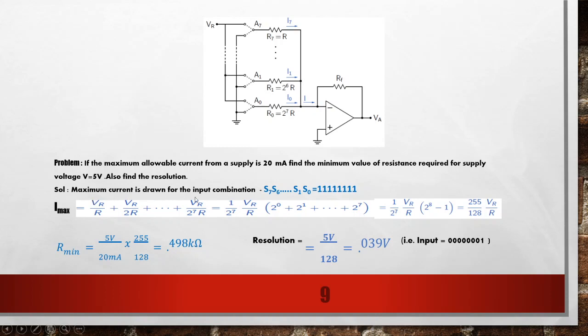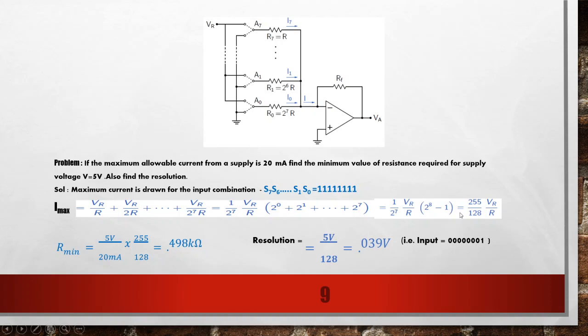Now the maximum current will obviously be drawn when all the inputs are locked to supply voltage. That means when S7, S6 up, all the bits are 1. So you'll be getting an input current from VR by R, VR by 2R, and so on. So it's (1/2^7) VR by R. Now this sum, 2^0 plus 2^1 and so on, can also be represented as 2^8 minus 1.